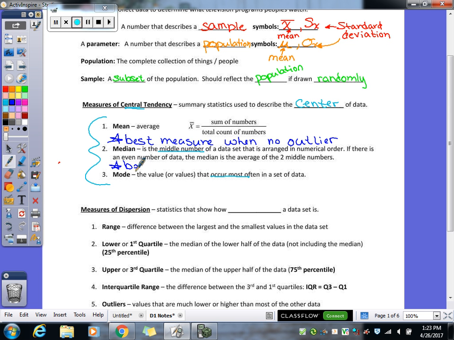So then your median is your best measure when you have an outlier, because your median really does not get affected by the outlier being there. It's still going to be pretty much in the same exact spot.